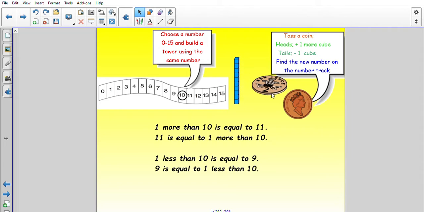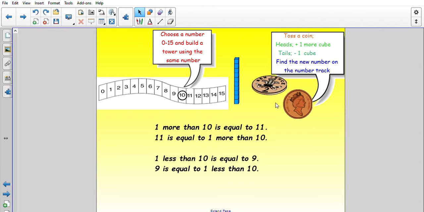And you're going to need a coin, because we need to be able to toss a coin or throw a coin in the air and see whether we get the heads, which is the picture of the queen, or the tails, which is the picture of the number of what the coin is worth. Now, it doesn't matter what coin you get, you just need any coin. So I've got a 2p here, but you can have any coin you like.